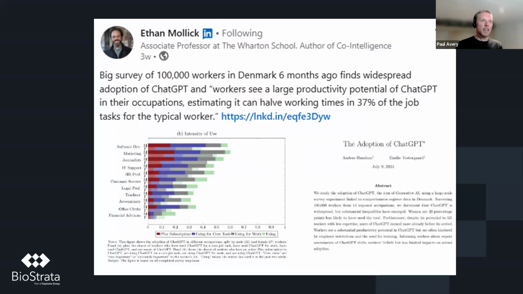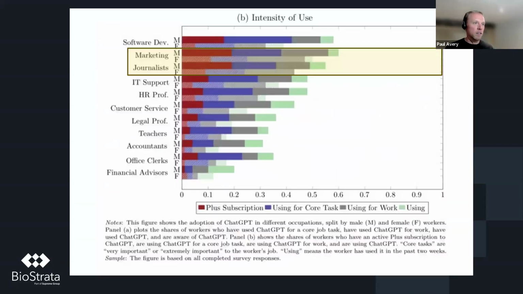We've seen some recent studies that further accentuate this. Here's one that Ethan Mollick shared about a month ago on LinkedIn with 100,000 workers in Denmark who saw that they were able to significantly reduce the amount of time it took them to do tasks. And when they looked at the people who were mostly using the tools in this study, there we are, marketing right up at the top there in terms of people who were able to get the most benefit out of AI.